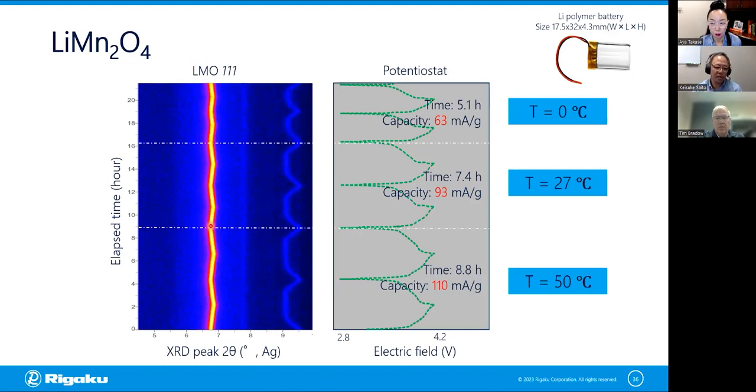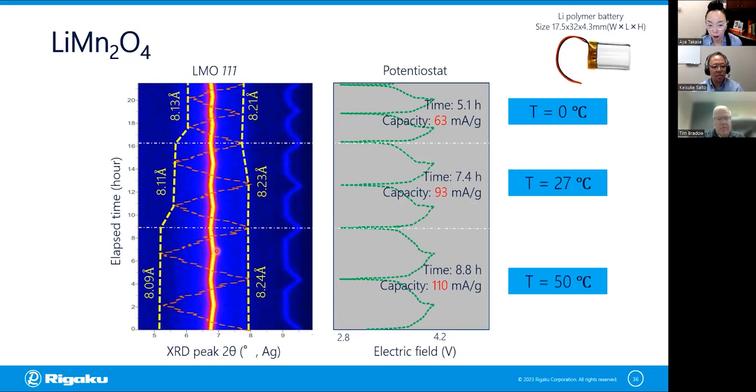How about the crystal structure found by XRD? The peaks are moving left and right, that's for sure. But the question is, is it the same amount or a different amount? It's not clear from this profile, so that's why I calculated the lattice constant from the peak angles. The two yellow dotted lines are showing the maximum and the minimum lattice parameters from the peak positions, depending on the charging and discharging.